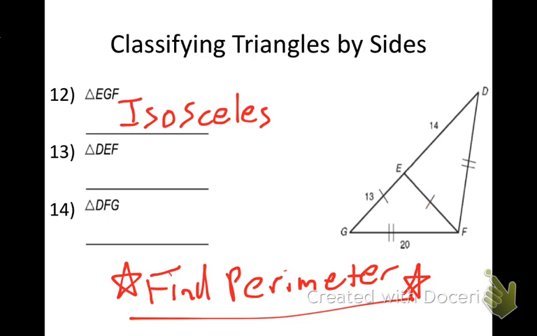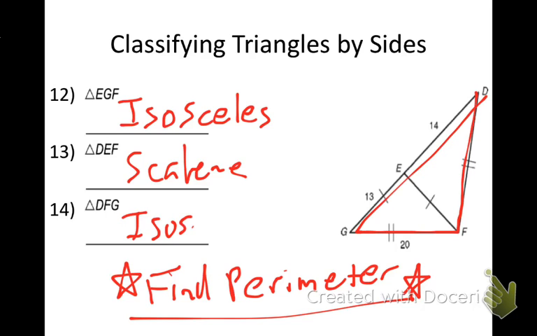Okay. The next one, triangle DEF. What do you say about that one? That is scalene. And the last one, although it might not look like it, what type of triangle is DFG? What type of triangle is that one actually, Troy? That one is actually isosceles. Great job. Those tick marks right there denote that.